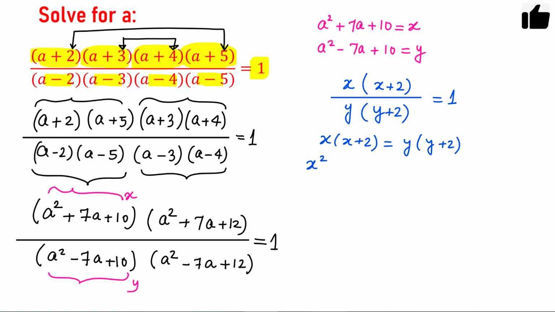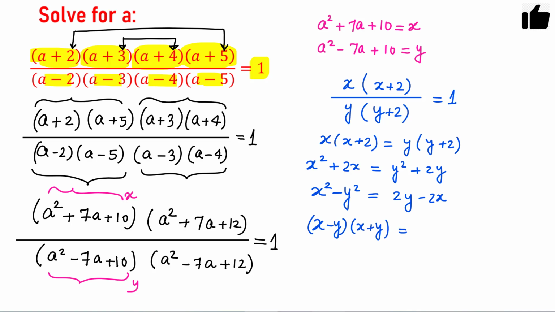So this is x square plus 2x, and this is equal to y square plus 2y. Let us take y square to this side and 2x to that side. So we will have 2y minus 2x. Now x square minus y square, what is this? This is a square minus b square, that is a plus b into a minus b. So this will be x minus y into x plus y. And if you take 2 common, this will be y minus x. Now let us take this y minus x to this side. So we will have x minus y, x plus y, minus 2 times y minus x is equal to 0.